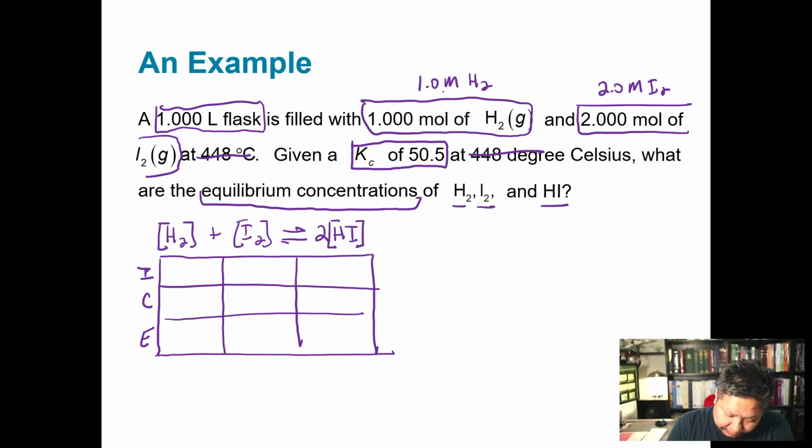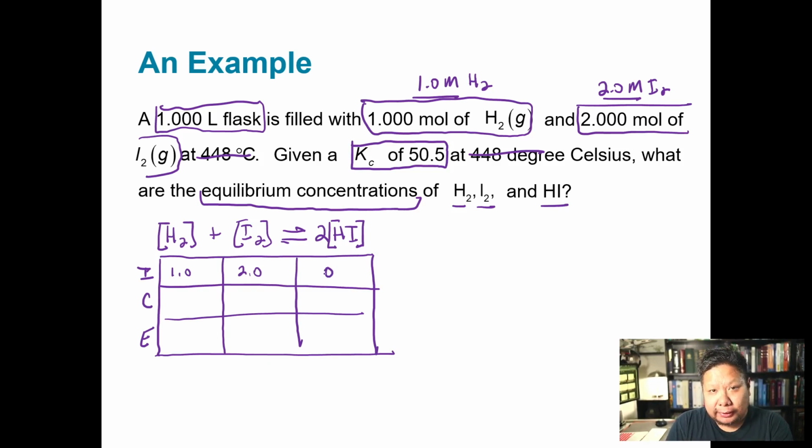So we can fill in the boxes on the top row from the problem, right? So here's the 1.0 molar for H2, and 2.0 molar for I2. Both of those are initial concentrations for those reactants. And then, what is the initial concentration for the product, HI? Well, at this point, the reaction hasn't started yet, so the initial concentration is 0, right?